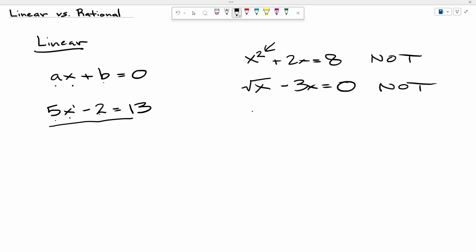Let's take a look at one more example so you can see. If we had something like that, the issue is that the x, our variable, is in the denominator. If it were in the numerator, we would be fine, but because it's in the denominator, that is also not a linear equation. This is one that we'll get to in the second half when we look at rational equations.